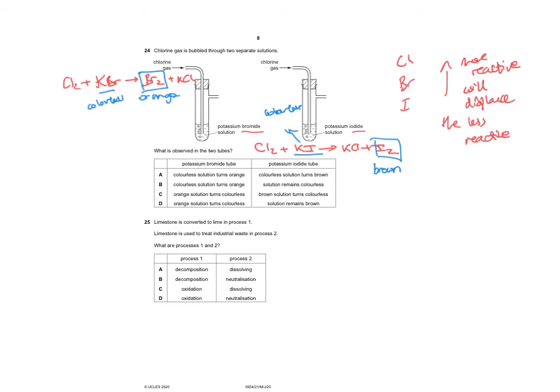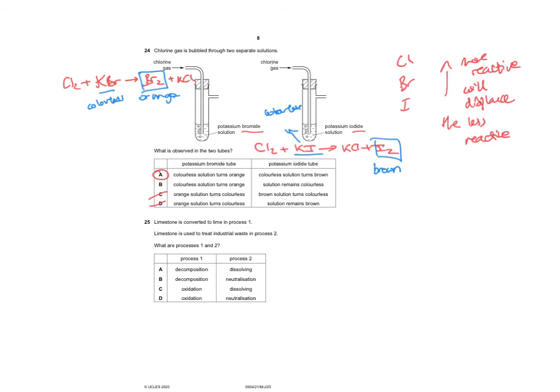So what's going to happen? Let's have a look at our question again. So what is observed? The first solution is going to turn orange, definitely. So we get rid of those two. And then it's going to turn brown in the second tube. So 24 is A. Limestone is converted to lime in process 1.